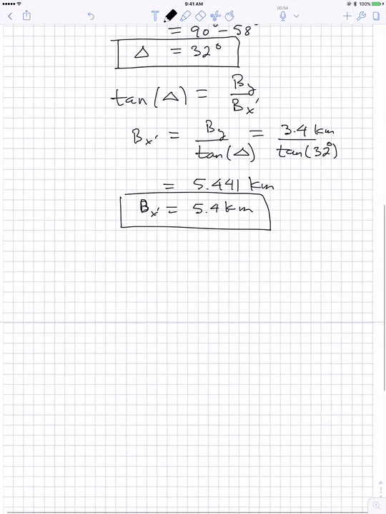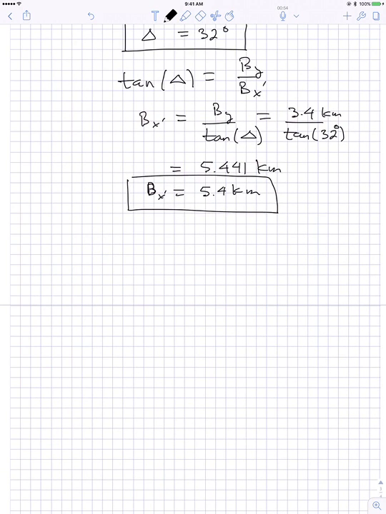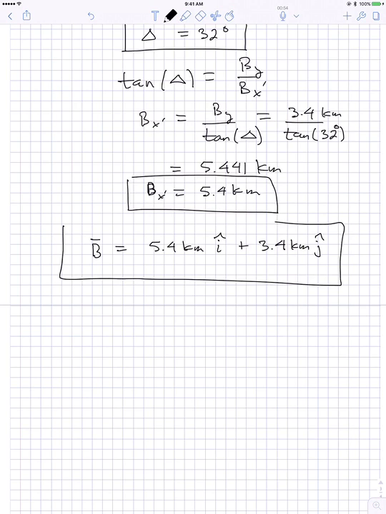Okay. So the next thing we ask for is the vector b. That's the x component in the i hat direction plus the y component in the j hat direction. So that's how we make up that vector. Okay, so that's it for the solution to problem 4.2.